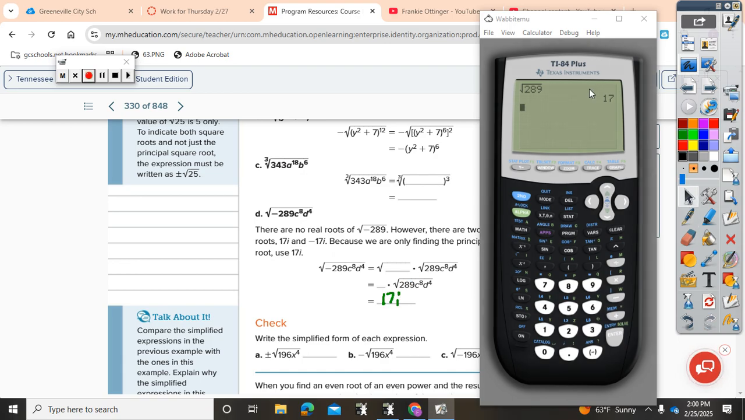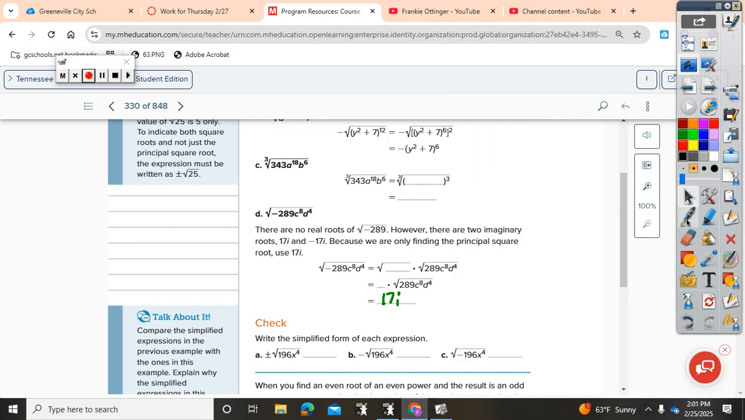Okay? And then same thing. Power divided by the index. So the index is 2 when it's not written. We've already talked about that. And what is 8 divided by 2? But C, 4, and 4 divided by 2, D2. So that should be pretty easy.